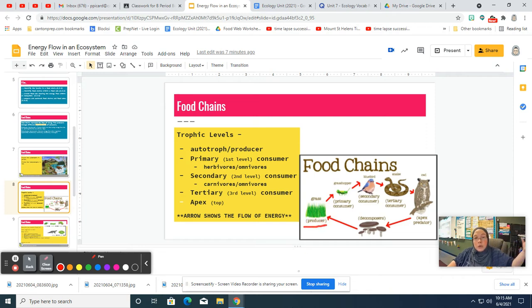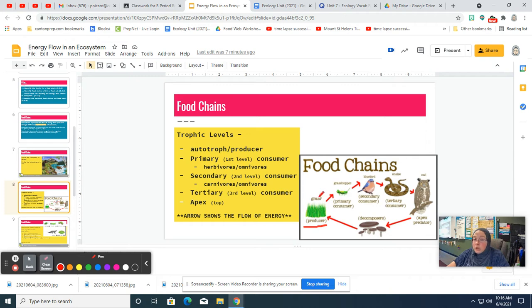Our producer is going to capture that sun energy in the form of photosynthesis and convert that energy into chemical energy, right, in the stored bonds of the carbohydrates inside the grass. So again, we're talking about energy flow, and when we're talking about energy flow, we're talking about stored energy in the form of food within the organism. So here we have our autotroph.